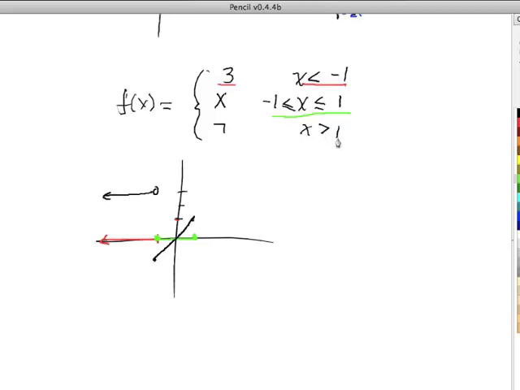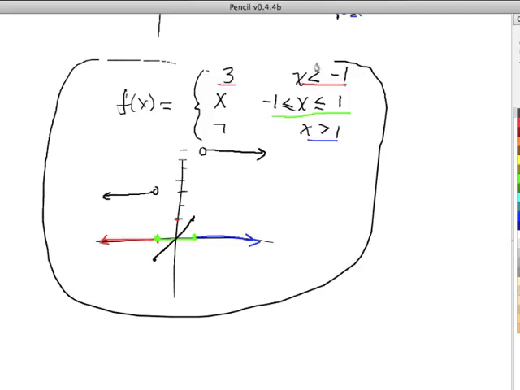And what about x greater than 1? Let's do that in blue. X is greater than 1. So here, not including this spot, all over here, f of x is going to equal 7. So we're up 3, 4, 5, 6, 7, with an open dot and a solid line like that. So this is the answer to how you would graph this piecewise function.